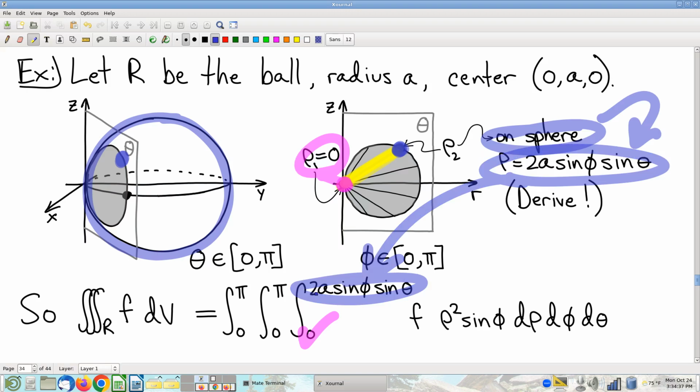And I just skipped a bunch of algebra there, right? So you've got to make sure that you're good with that algebra, first of all writing down the equation of the sphere in the first place, and then converting into spherical coordinates. Chapter 1 methods. Make sure you can do all that. Okay. All right.